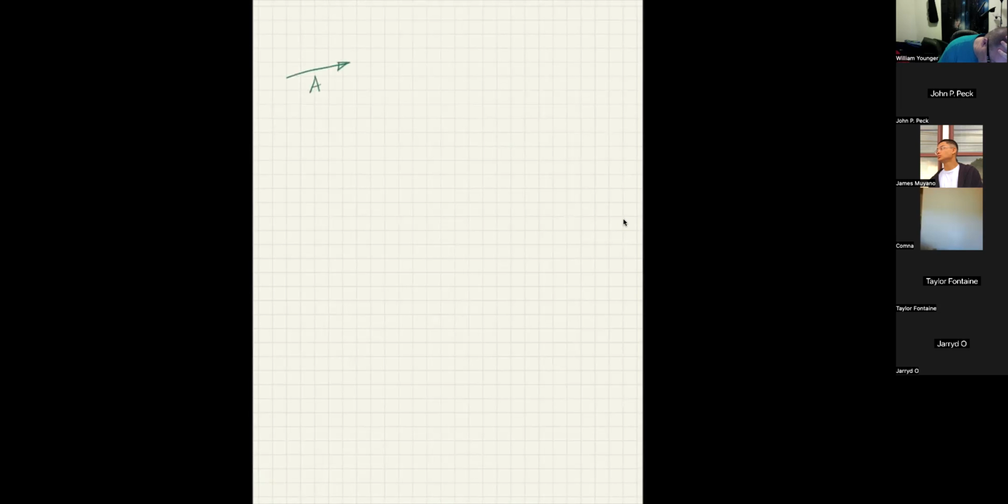That's going to be vector A, say. And let's say I have this vector. That's going to be vector B. Can anybody tell me whether those two vectors are head to tail or tail to tail? Head to tail?